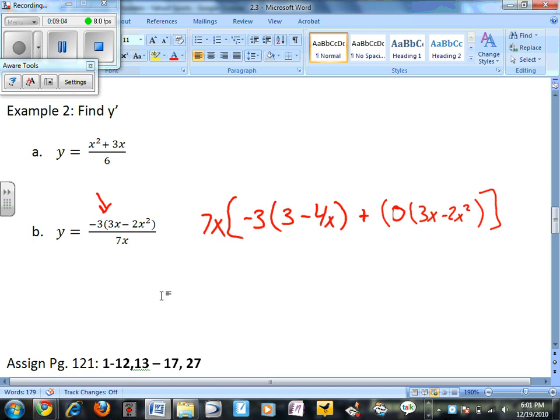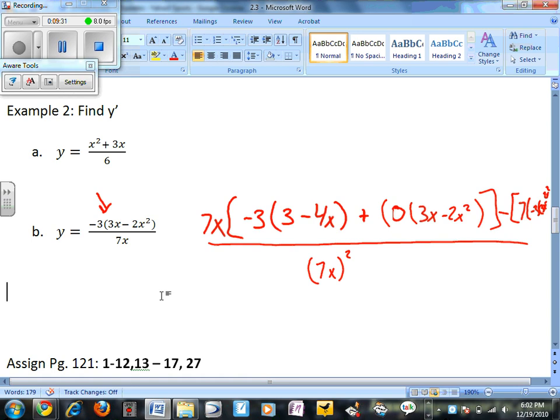Sorry, I didn't leave myself much room, but the quotient rule says that then we need to take the derivative of the bottom, so minus 7 times -3 times 3x minus 2x squared, all over 7x squared. All right. That got pretty jumbled in there.